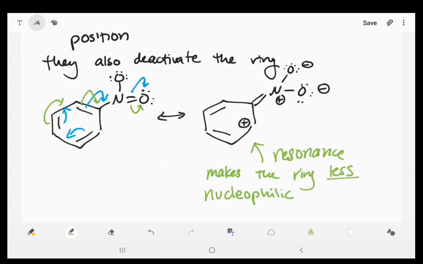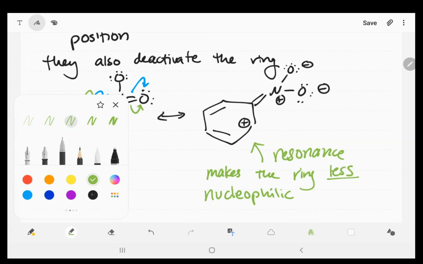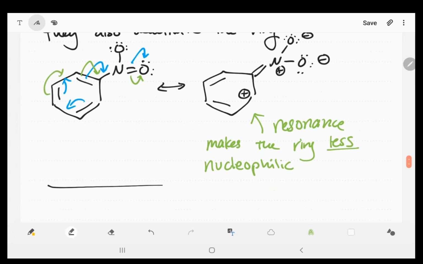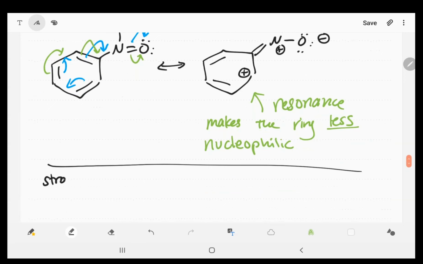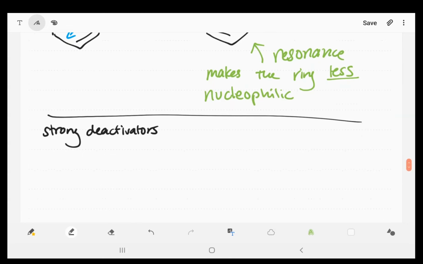But in terms of electrophilic aromatic substitution, EAS, the reactions we've been studying, where benzene is the nucleophile, these substituents deactivate your ring. They make it less reactive. So, in general, we're going to see that we also have strong deactivators. Strong deactivators are going to be much like the ones we've seen before. We have the nitro group.